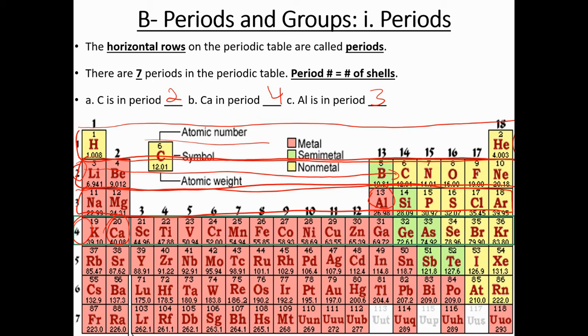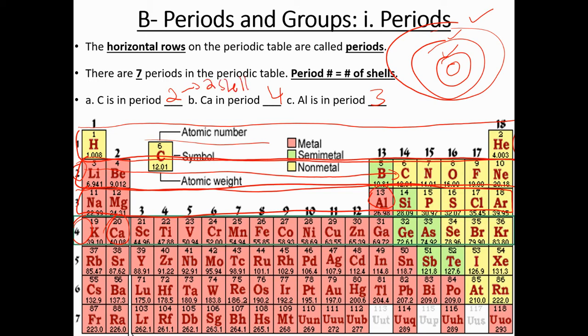And the neat thing about the period is that it tells you how many shells of electrons an atom would have. If you remember drawing those Bohr-Rutherford diagrams with all those circles, where you could put 2, 8, 8, and so on, the number of shells of electrons is determined by the period. So for example, carbon being in period 2 would have 2 shells of electrons. Calcium being in period 4 would have 4 shells, and aluminum being in period 3 would have 3 shells. So those are the periods. There are 7 periods in the periodic table, and the period number tells you the number of shells.